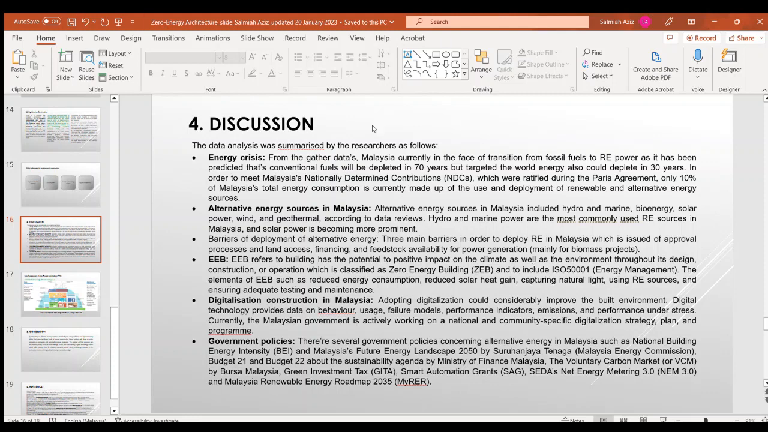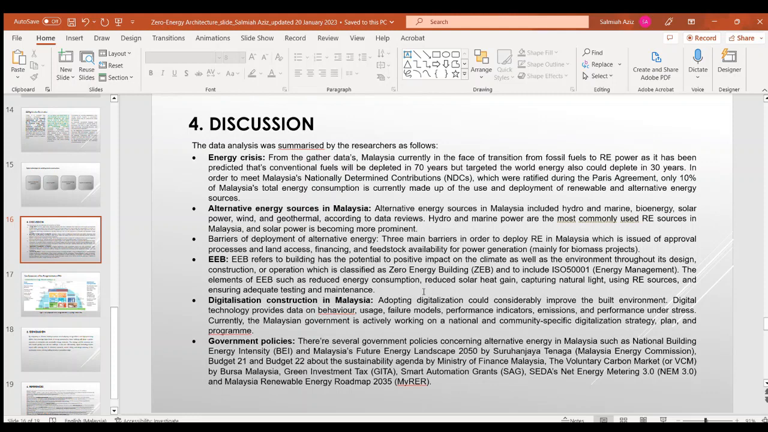So energy efficient buildings refer to buildings that have the potential for a positive impact on the climate as well as the environment throughout their design, construction or operation, which is classified as zero energy building (ZEB), and to include ISO 50001 energy management. The elements of EEB are reducing energy consumption, reducing solar heat gain, capturing natural light, using renewable energy sources, and ensuring adequate testing and maintenance.